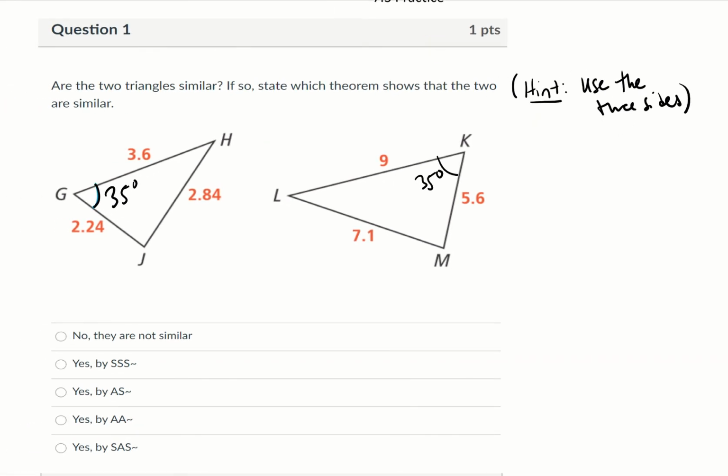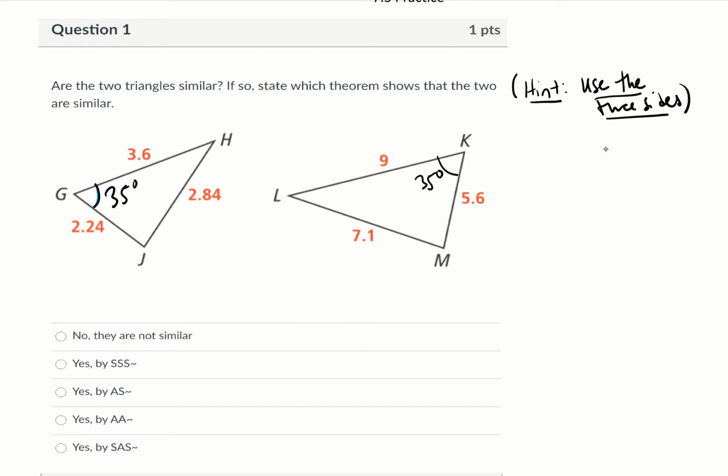Now question 1, you may need to make a correction because on the quiz you may have an old version of the quiz, and if you do, just keep in mind that the 35 degrees was not labeled on the diagram, and this is to give you an idea of which sides go to where. Okay, so now that we got the hint here, and it says use three sides, so we're going to use the three sides to determine if these two triangles are similar.